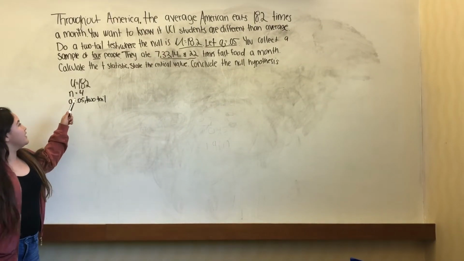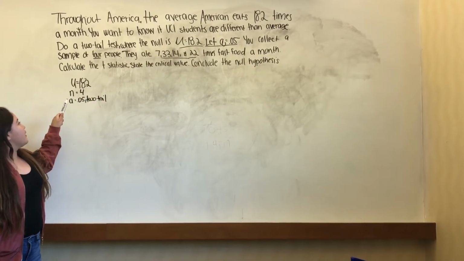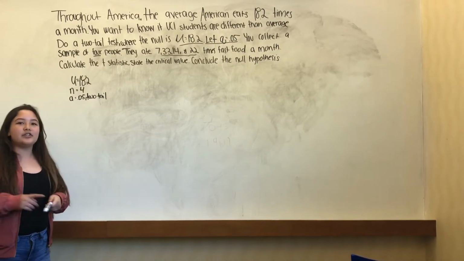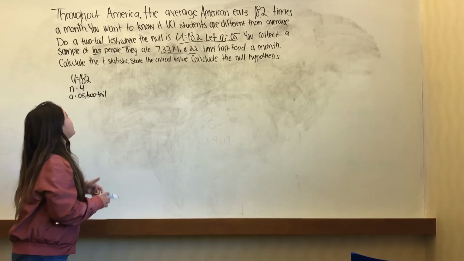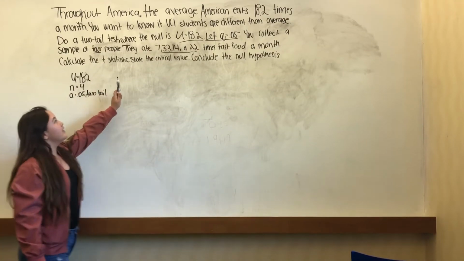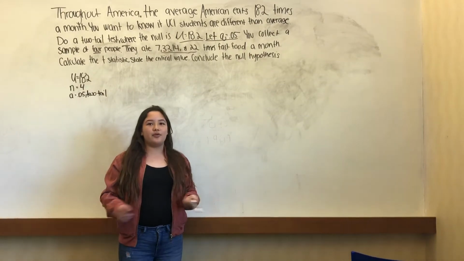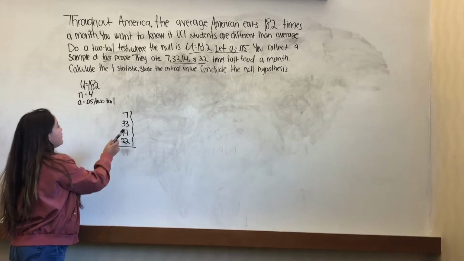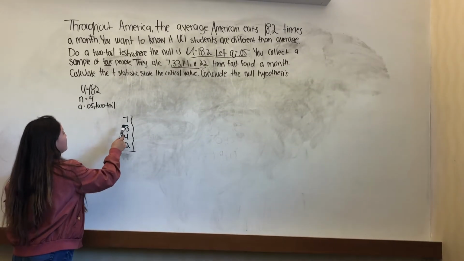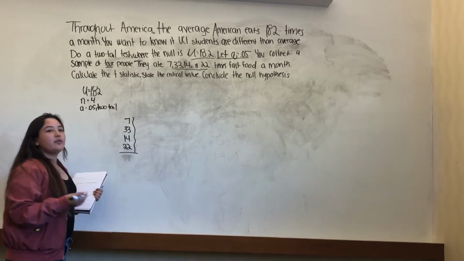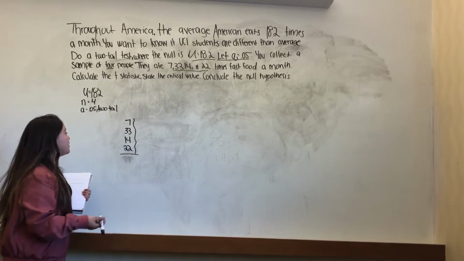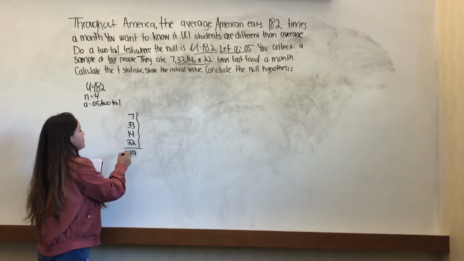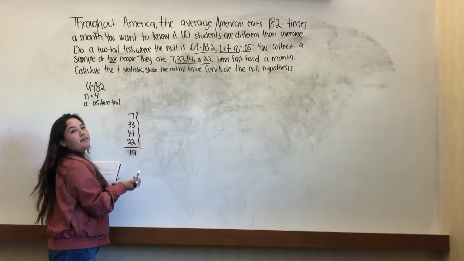So the null is 18.2. We have a sample size of 4, and they're asking for alpha, which is 0.05, and it's a two-tailed test. They're asking us to calculate the t-statistic, state the critical value, and conclude about the null. So we're going to find the sum of squares, and in order to do that, we have to create a table. I wrote down the sample numbers 7, 33, 14, and 22. We first need to find the mean of the numbers, so we get 19.